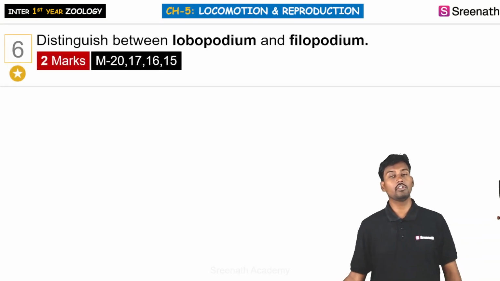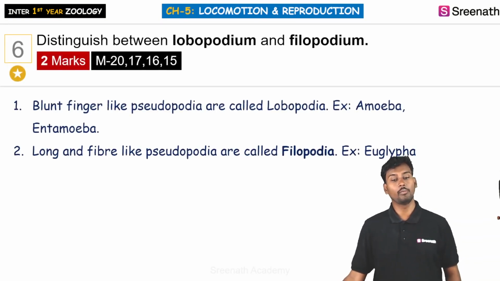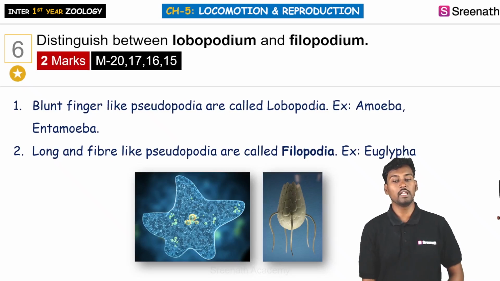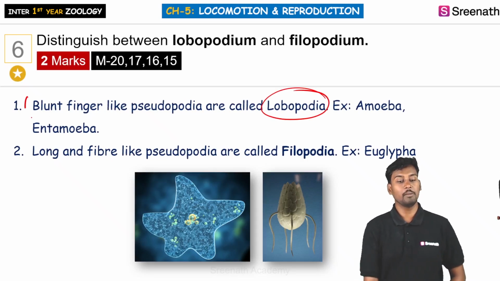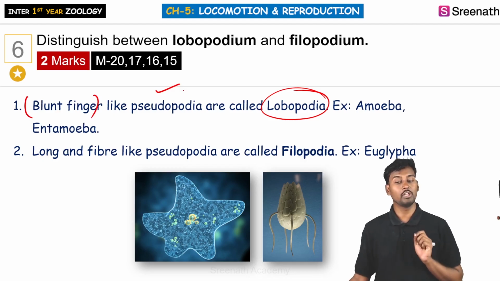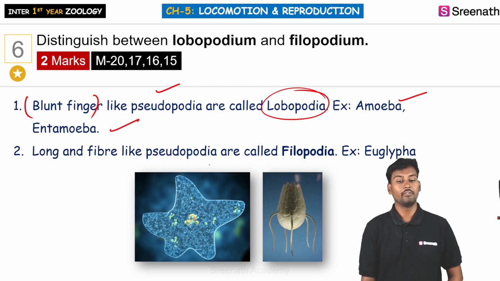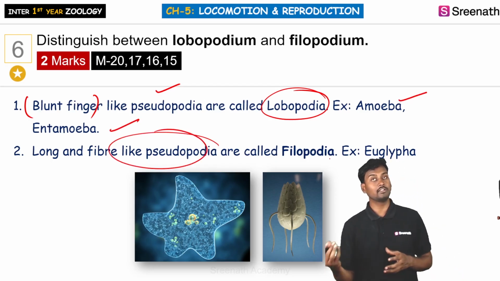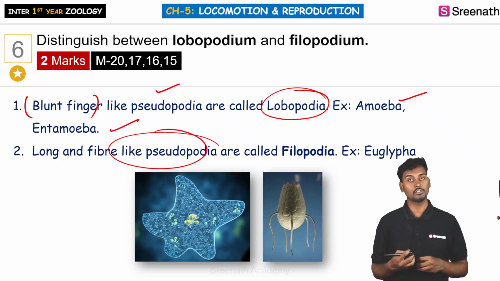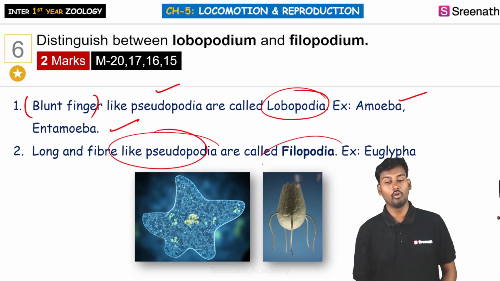So next one, distinguish between Lobopodia and Filopodia. Lobopodia is a very common kind of pseudopodia, which is generally a blunt finger-like pseudopodia. So a blunt finger-like pseudopodia is called Lobopodia, for example in amoeba and entamoeba, whereas a pseudopodia which is a long fiber-like structure is called Filopodia.